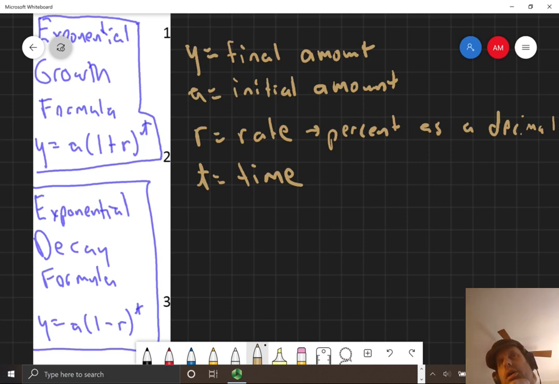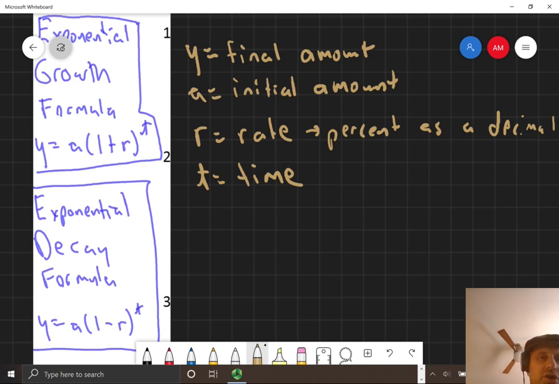Just make sure you look at the problem, and you can see if they're talking about days, then it's in days. If they're talking about hours, it's hours, etc. Okay. Now, you see these formulas are very similar, but what's the difference?